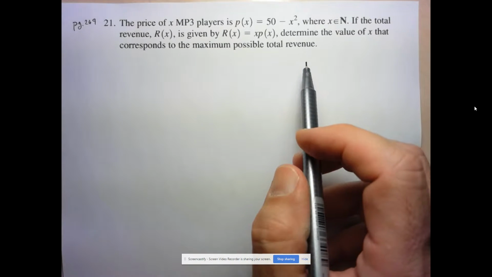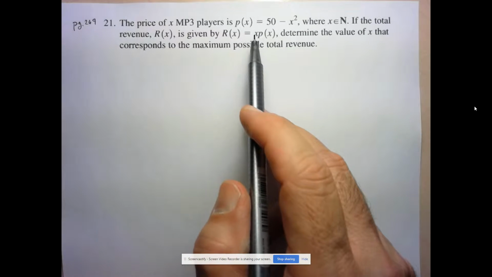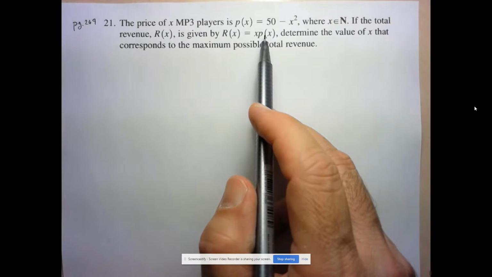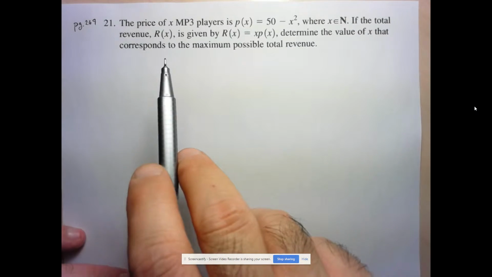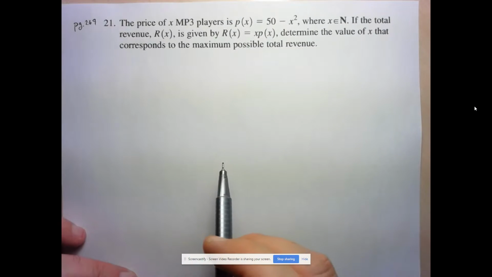So if the total revenue is given by, now this is a function we should recognize, well, it's just the number of items you sell times the price per item. Then they want us to determine the number of players that corresponds to a maximum possible revenue. Okay, so similar to problems we've solved before, except they've done the work of finding the price function for us.